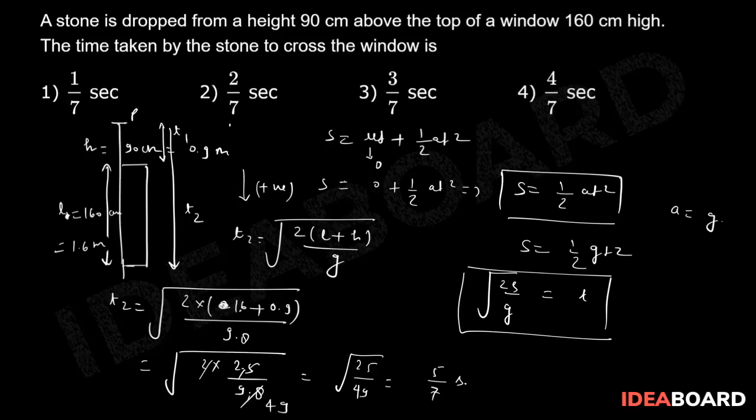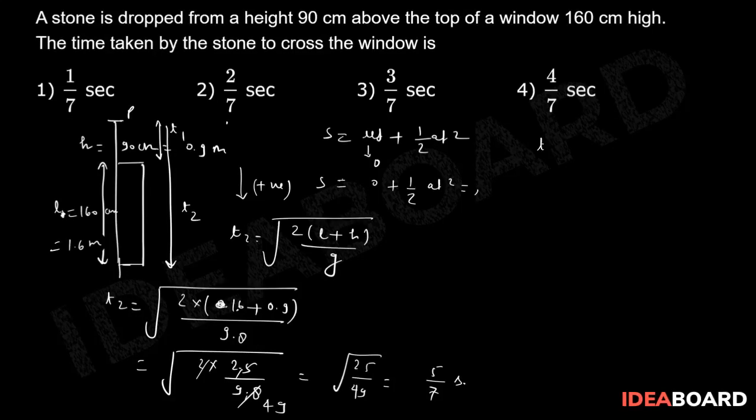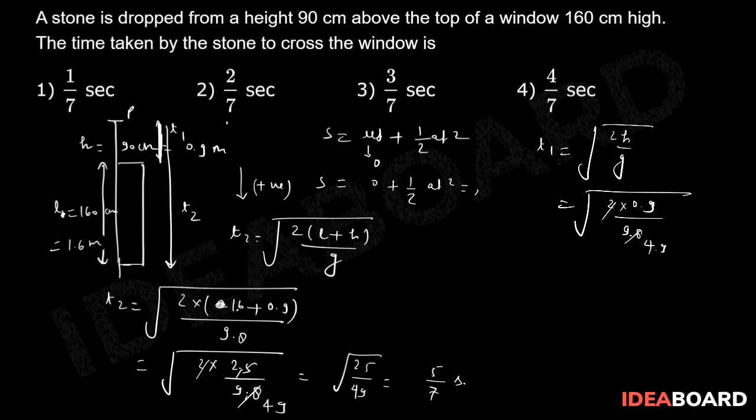So this is the case number 1 when we are talking about the total time from the top to the bottom of the window. Now we want to calculate the value of t1. So for t1 we want this distance h, which is under root of 2h by g, under root of 2 into 0.9 by 9.8. This is 4.9. This point will be finished. So this is 9 upon 49. So the value of t1 will be 3 by 7 seconds, right?